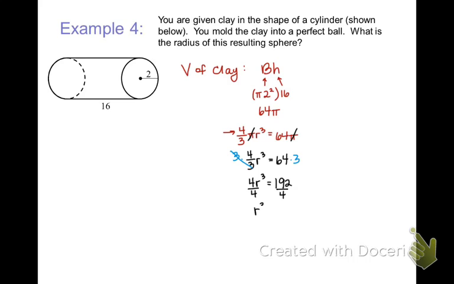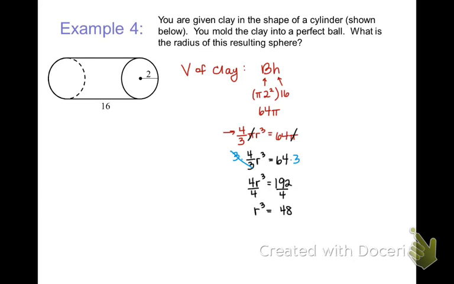That's going to give you r cubed equals 48. Okay? And so now here's a new step. When we had r squared, what would you have done? Square root it. Now that you have r cubed, what do you think you're going to do? Cube root it.